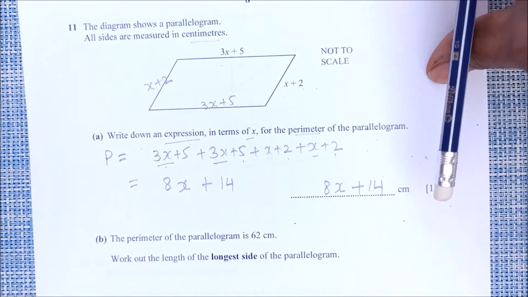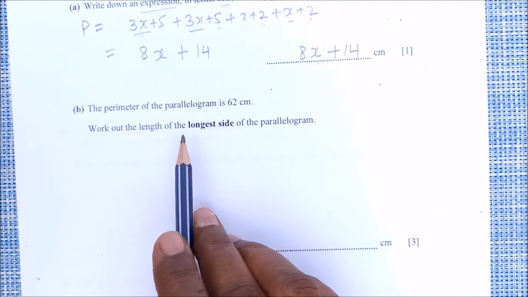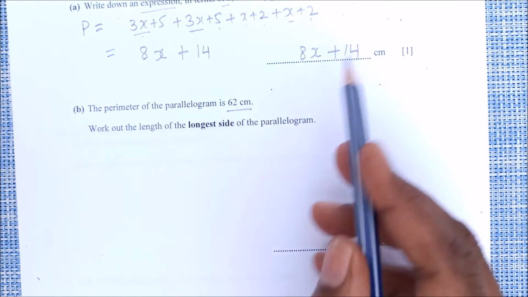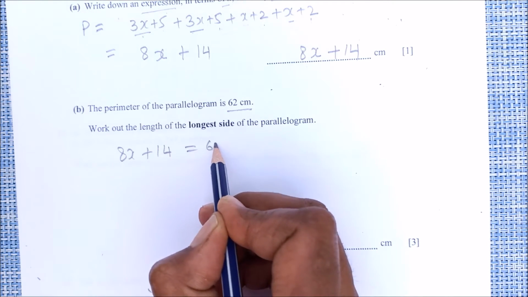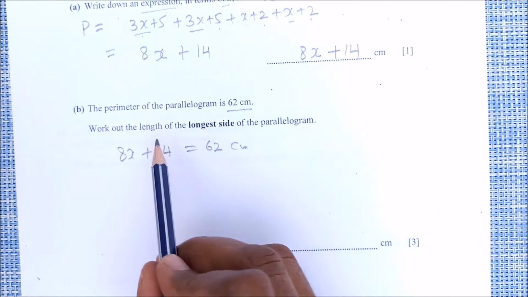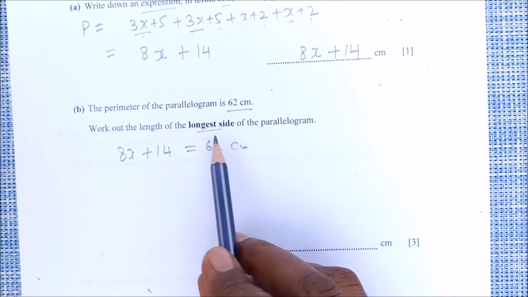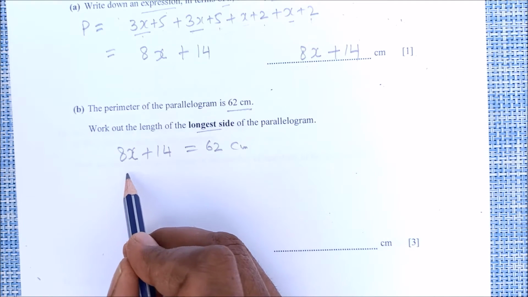Now part B. The perimeter of the parallelogram is given to us as 62 centimeters. So 8x plus 14 is 62 centimeters. Work out the longest side. We need to find the longest side. For that we need the value of x, so let's first find x.